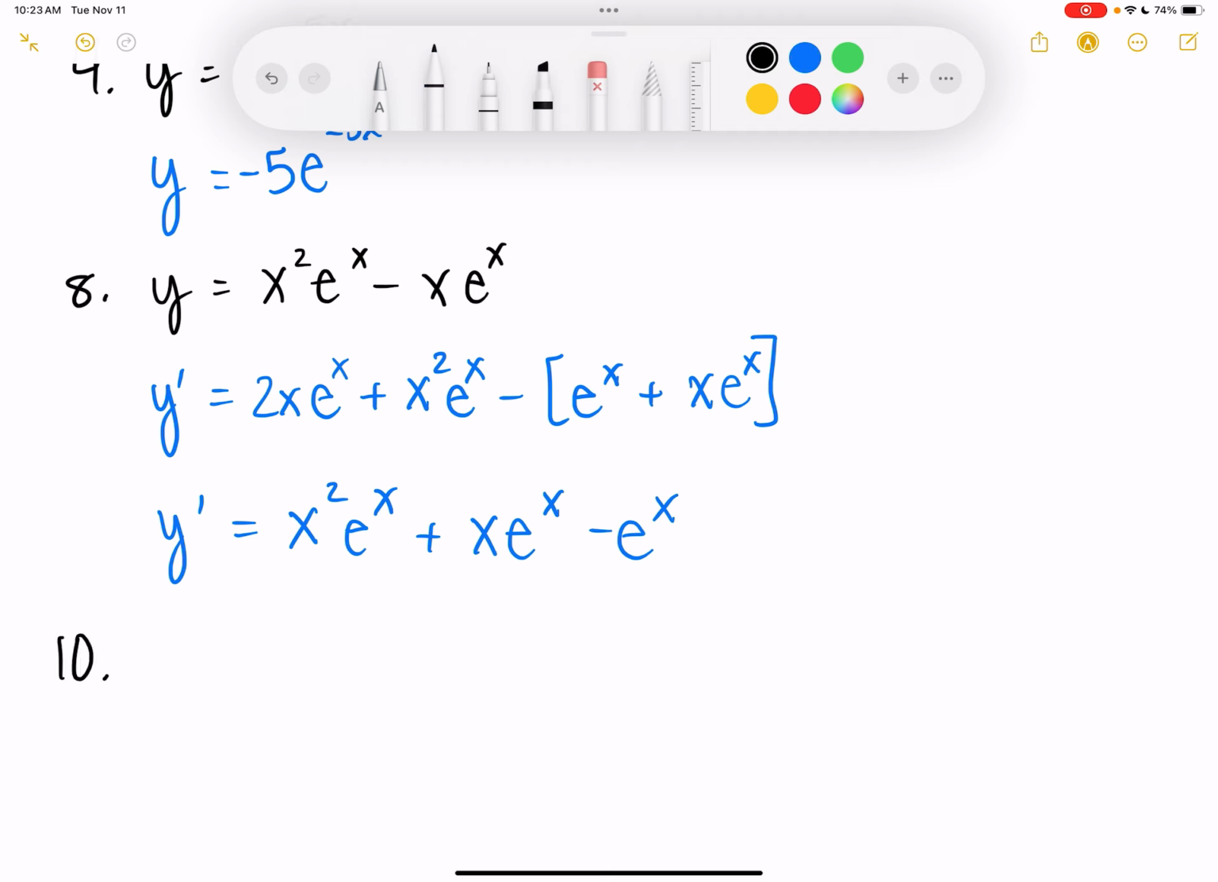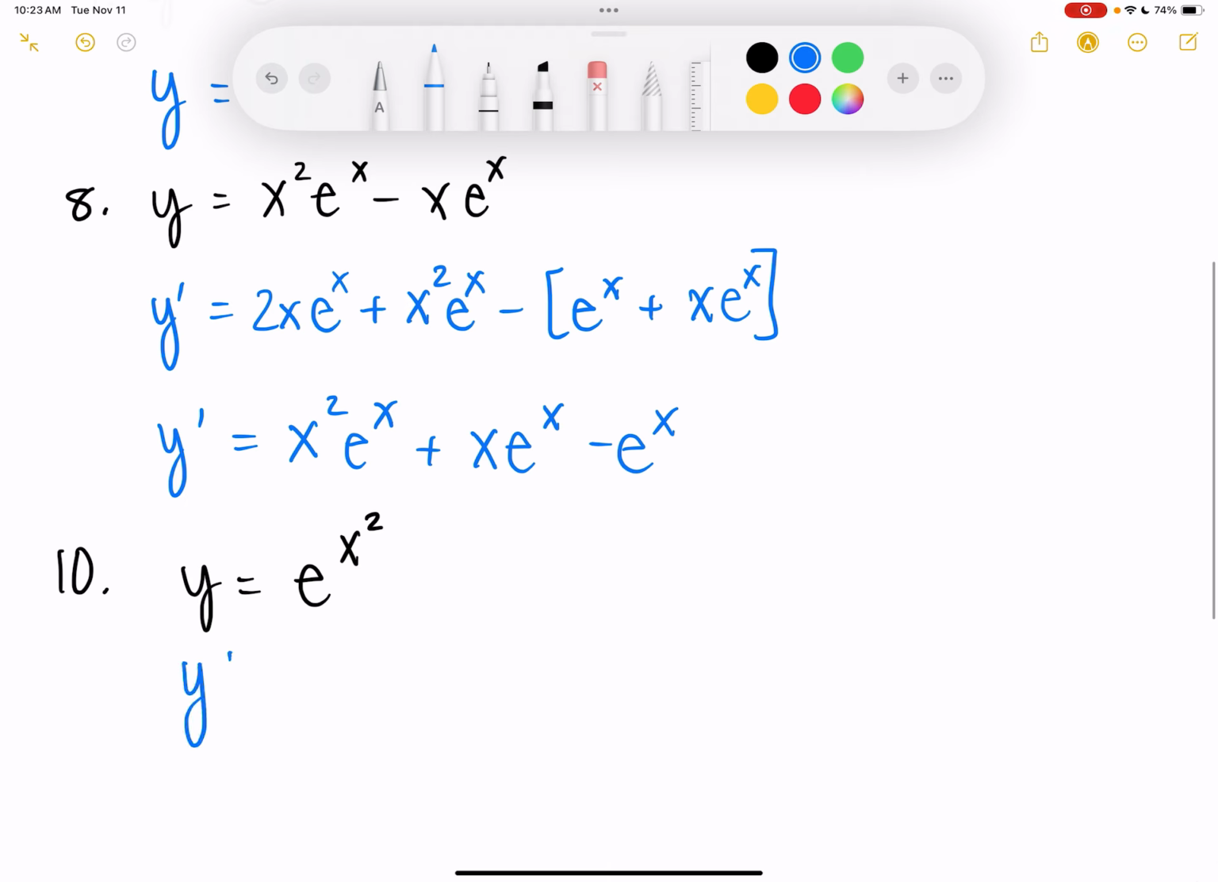10, y equals e to the x squared. So I'm going to let you see if you can tell me what the derivative of this one would be. 2x e to the x squared? Yep. And a lot of times, the book is going to put that x squared in parentheses. I think it's just for you to be able to see it when it's typed out, but I don't usually put that. Anyways.